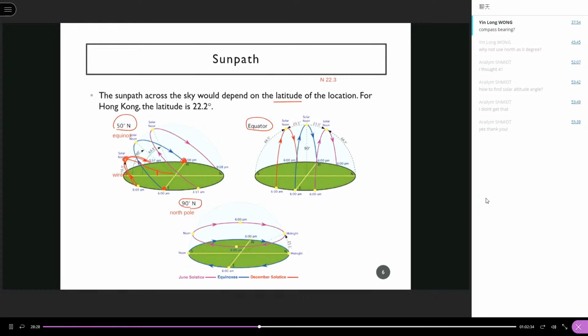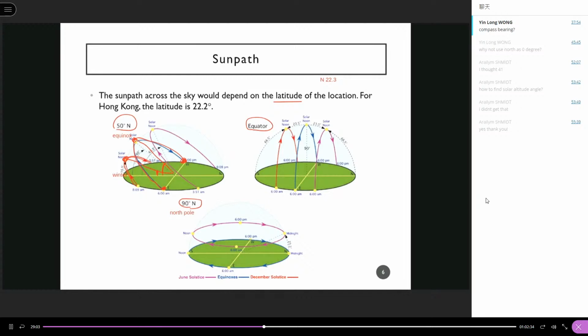So on these 2 days, the sun rises from the east, and then for 50 degree north, when it is solar noon time, the sun will have an elevation angle which is higher than that for the winter solstice. For Hong Kong, on the 2 equinox, the sun will be quite high in the sky when it is noon time. And the sun will set in the west, exactly the west direction.